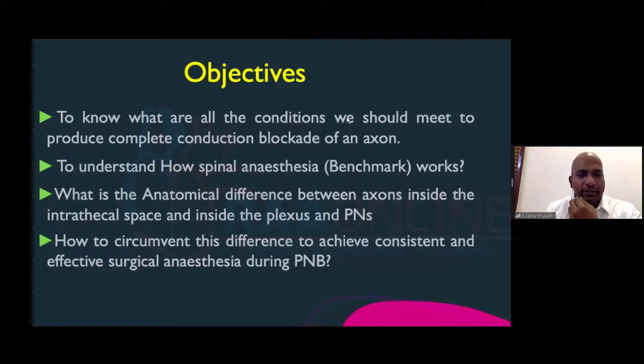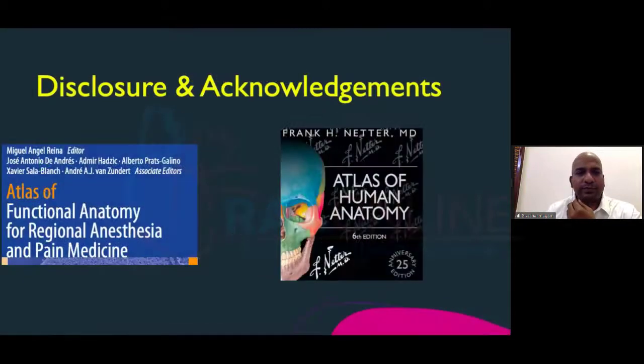And then the third thing is to understand what is the anatomical difference between the axons inside the intrathecal space and inside the plexus and peripheral nerves. Once we understand this difference, then we know how to circumvent it to achieve a consistent and effective surgical anesthesia during our blocks. I want to have a few disclosures and acknowledgements.